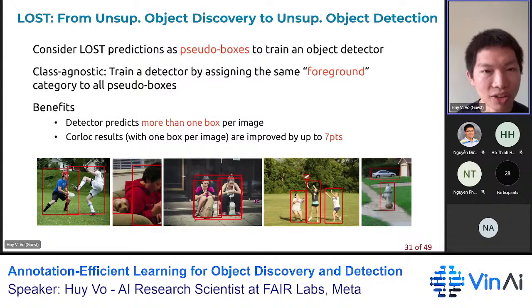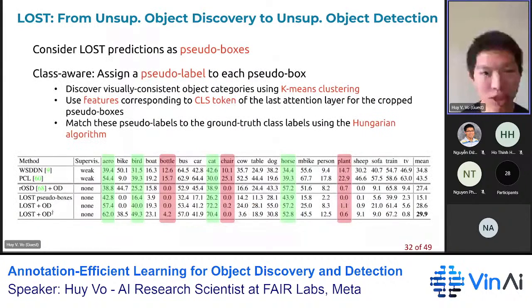In the class-aware fashion, we use k-means to divide the output of LOST into multiple clusters, and we use the cluster ID as the pseudo labels to train the detector. And in evaluation, we use a Hungarian matching algorithm to match the cluster IDs to the actual classes in the test set. And we show the result on VOC 2007 here.